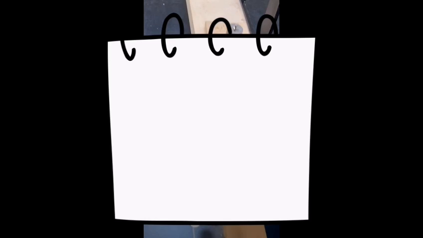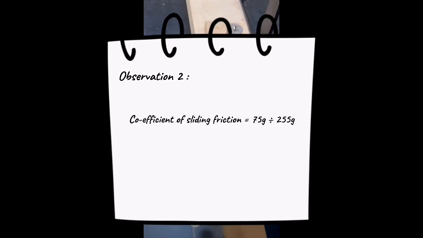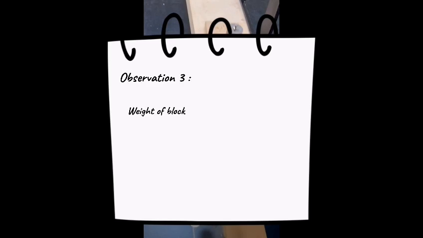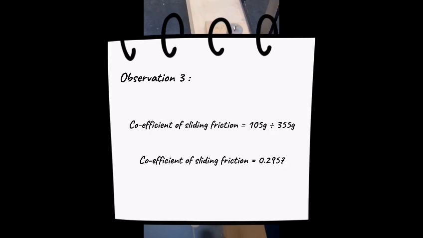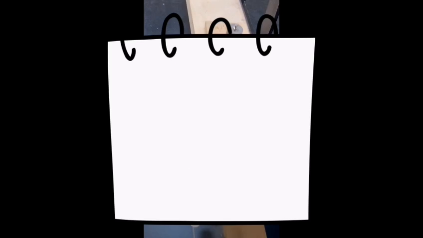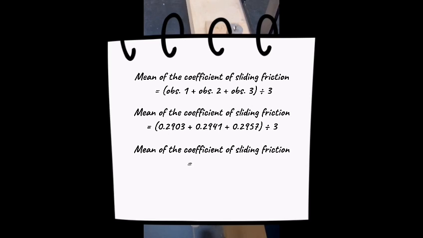Now we will repeat these calculations for the other 2 observations as follows. Now, we will calculate the mean of the coefficient of sliding friction. Putting in the values, we get that the coefficient of sliding friction is equal to 0.933.